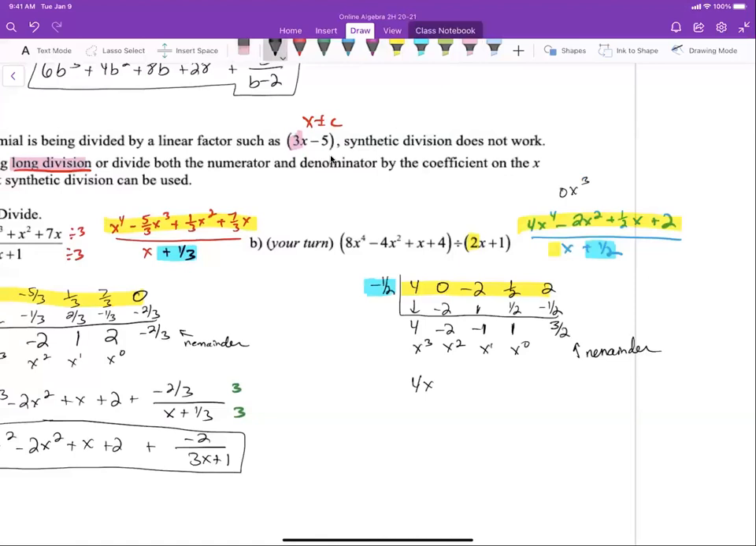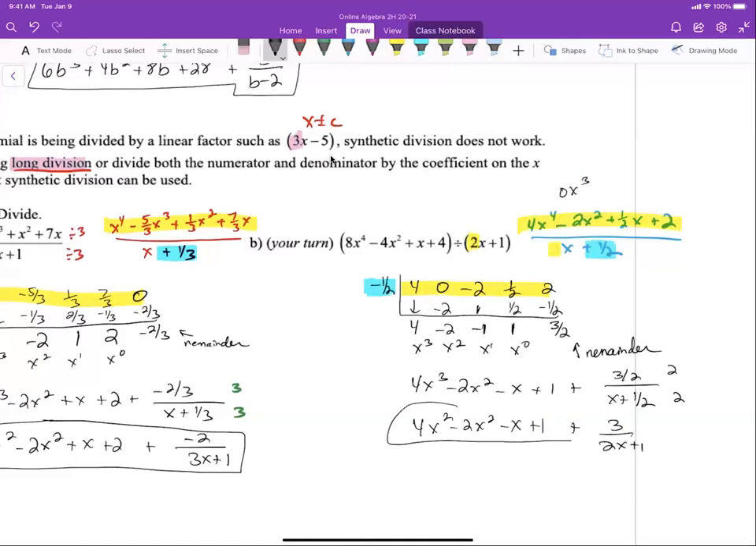I get 4x cubed minus 2x squared minus x plus 1, and plus my remainder, which is 3/2 divided by x plus 1/2. I can simplify that by multiplying through by 2. So I will get 4x cubed minus 2x squared minus x plus 1 plus, if I multiply both the top and the bottom by 2, I will get 3 over 2x plus 1. And that would be your answer.